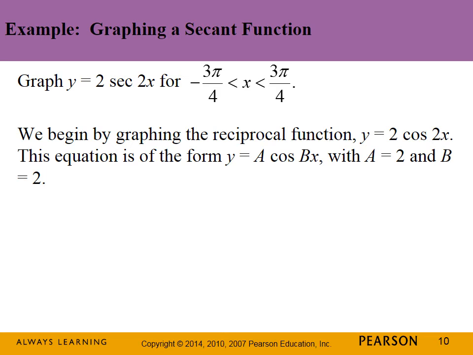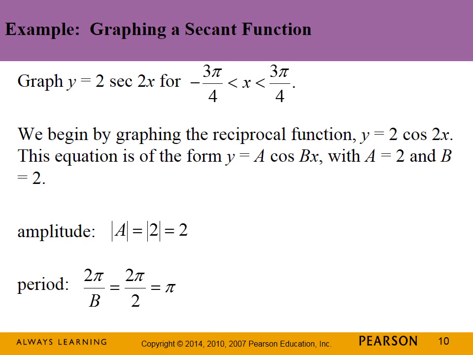So this equation is of the form y equals a cosine bx, where a is 2 and b is 2. Remember the things that we looked for in the last section when we were graphing a cosine function. The amplitude is the absolute value of a, which is 2. The period is 2 pi divided by b. In this example, that comes out to pi.